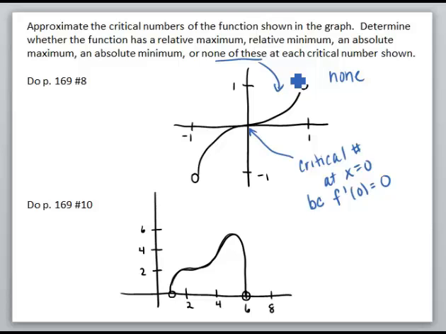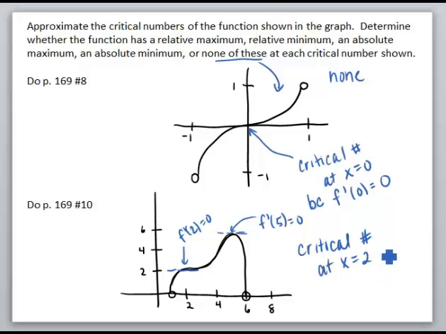The second one we're going to look at is another open interval. I'm supposed to approximate the critical numbers. Again, I have another open interval, so I won't be checking the endpoints, but it looks like there is the slope right here. So the derivative at 2 is equal to 0. That would be a critical number. And right here, the slope of the tangent line to the curve is 0. So I'd say the derivative at 5 is equal to 0. So there are critical numbers at x equals 2 and 5.